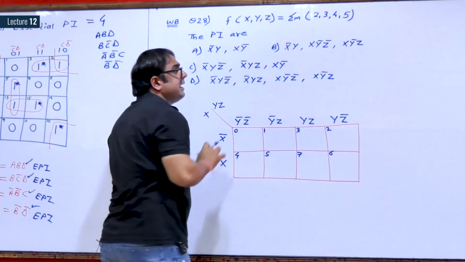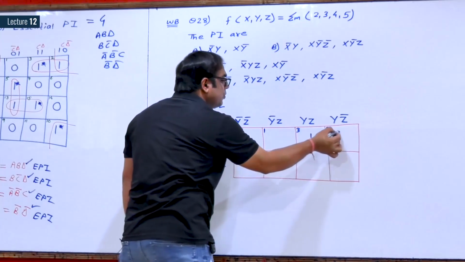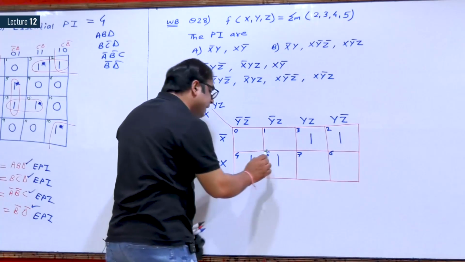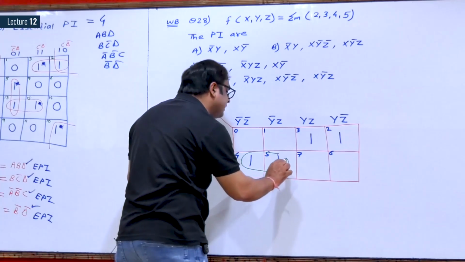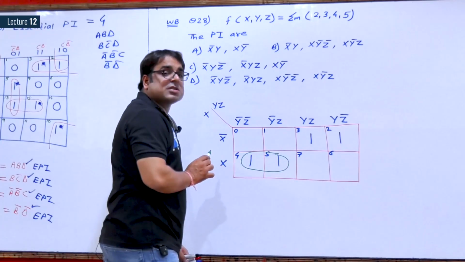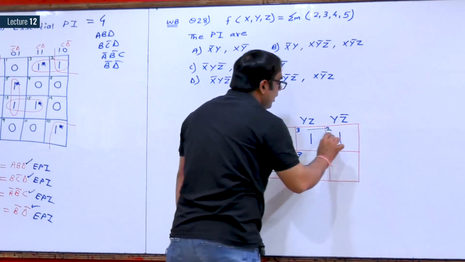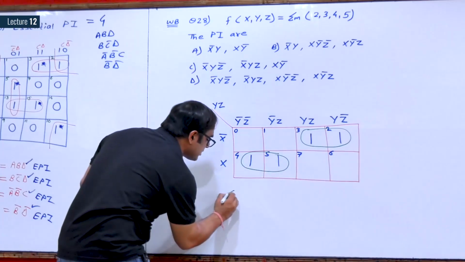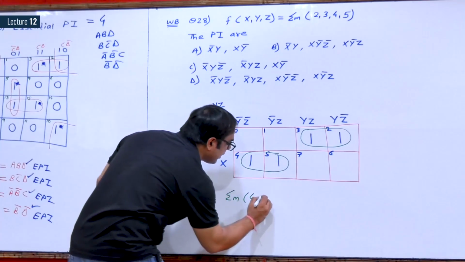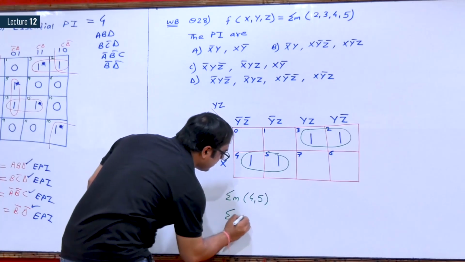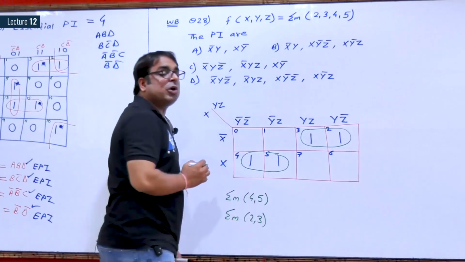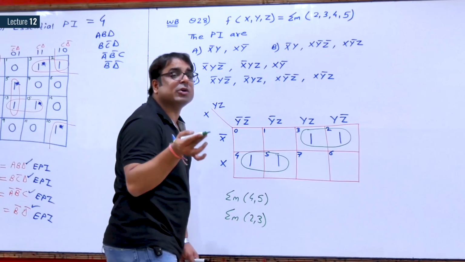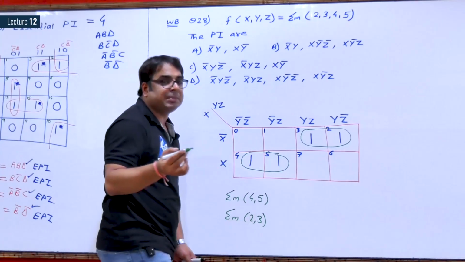What is the minterms list? 2, 3, 4, 5 is the minterms list. Now, in this K map, you can see this pair is the best possible group because it is not part of a quad. This pair is also the best possible group. This is not a part of a quad. So, summation M 4, 5 and summation M 2, 3. Both these pairs are best groups because they are not part of a quad. So obviously they are prime implicants.